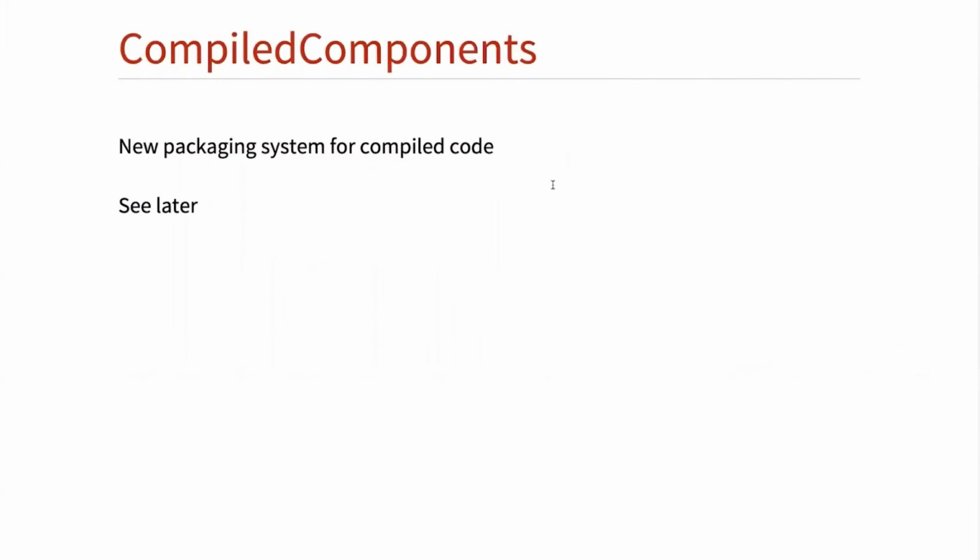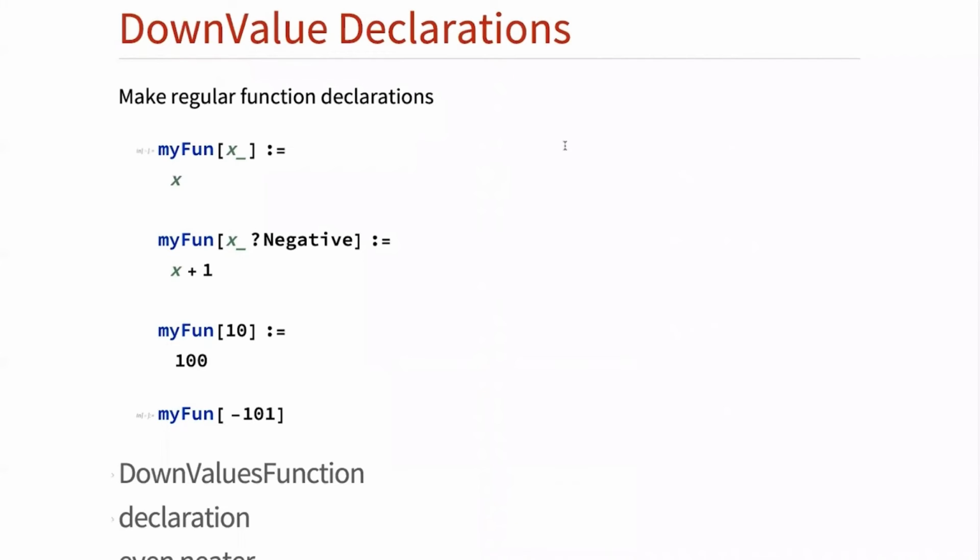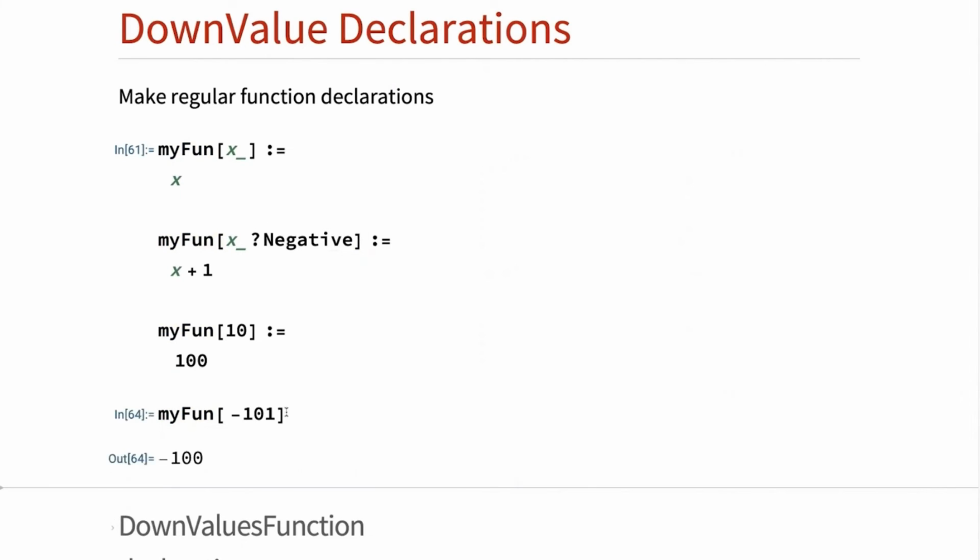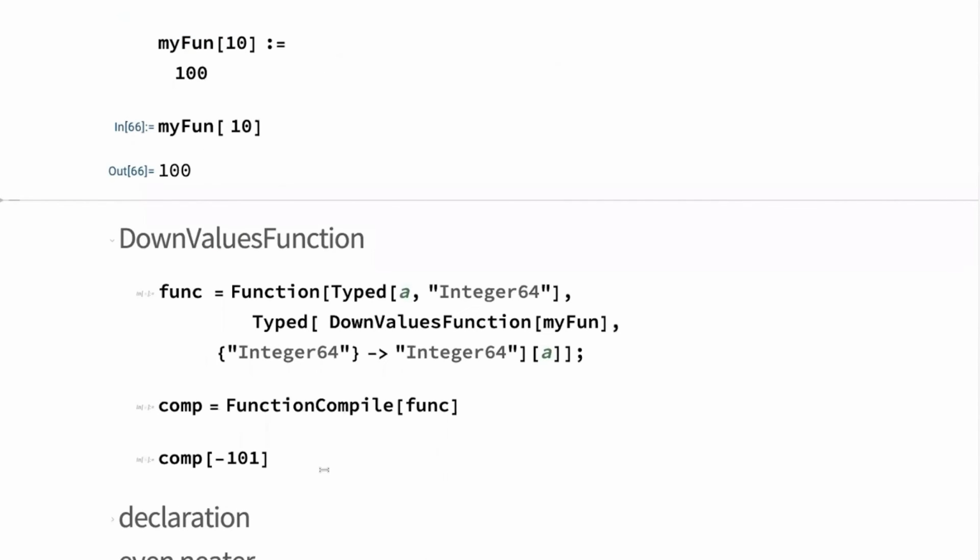Now, we also have a way of packaging this up and saving compiled code, in a thing we call compiled components. So let's look at this working with down values. Here I've written a bunch of function declarations, and then I can interact with these, and using the pattern matcher, it finds a particular pattern that matches, and then it returns the result. So I can work with this in the compiler.